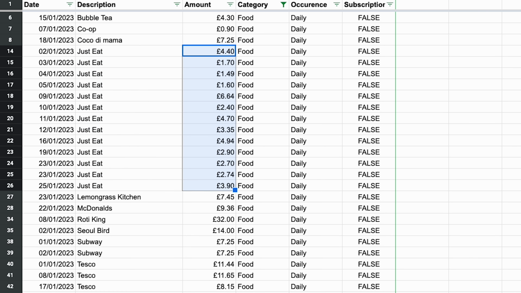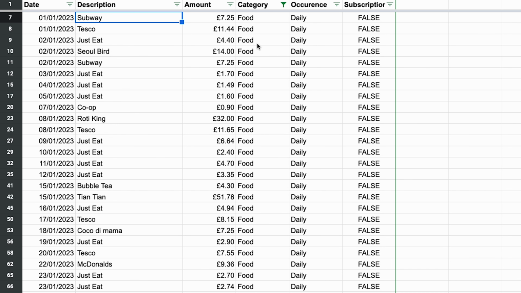And if I select this Just Eat column, you can see I spent £43 on Just Eat this month at an average of about £3.34 per meal. So I feel like that's actually quite good value, because I basically spend £3 a day on weekdays to get dinner, and it's usually like a takeaway meal. So I feel like that's pretty good value.